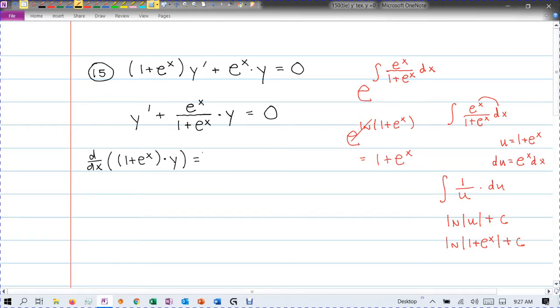equals, well, fortunately for us, the right-hand side is 0, so when we multiply that by the integrating factor, we still get 0. And that means we can integrate both sides with respect to x, and we just get 1 plus e to the x times y equals the antiderivative of 0, which is just some constant, and then pretty straightforward to solve for y there. Just divide both sides by 1 plus e to the x. And that should be it for number 15.